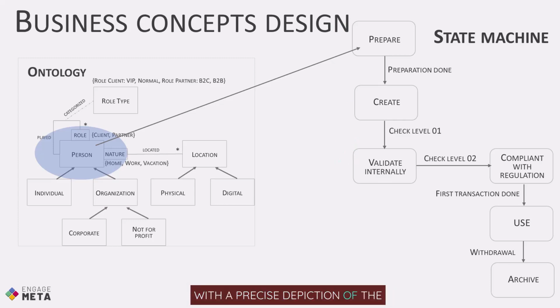With a precise depiction of the business state values for a given concept, you can significantly enhance the security and reliability of your system. For example, if a process wants to run a business operation with a person instance whose state is not compliant with regulation, it will trigger an alert. This allows the business concept to safeguard itself by ensuring that no entity, whether a process or a human, violates its state machine. As you delve into the use of artificial intelligence, you will discover that effectively managing these state machines plays a crucial role in controlling AI errors.